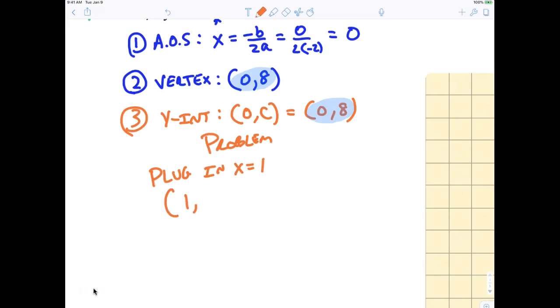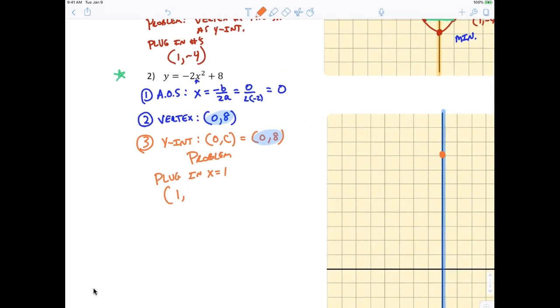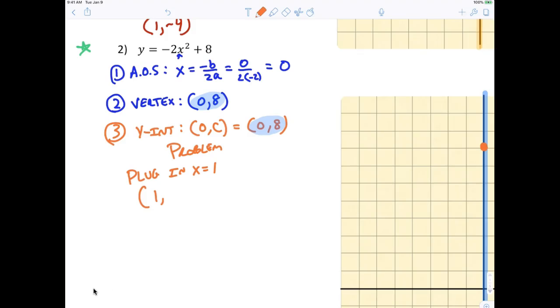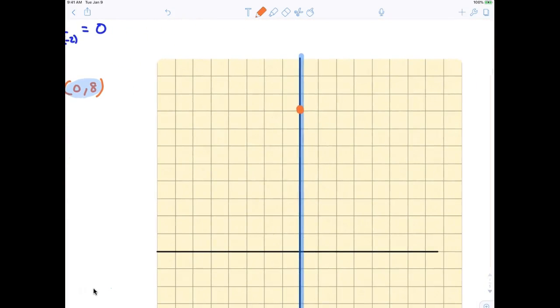And when I plug in 1, somebody tell me what I get. Come on, someone besides Jack. Everybody plug in a 1 and tell me. Negative 2 plus 8, which is just 6. Perfect. Good job. 1, 6. Everybody happy? Now, everybody go plot 1, 6. 1, 2, 3, 4, 5, 6. There's the other point. Now, in order to graph, I need 3 points.